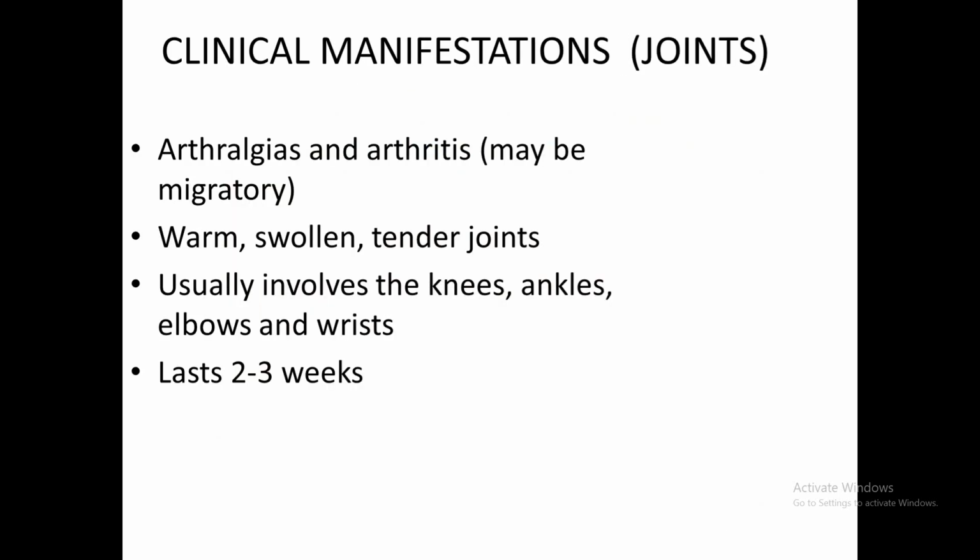Joints are involved. I already said the migrative type of polyarthritis: warm, swollen, tender joints involving the knees, the ankles, the elbows, and the wrists. The big joints are involved, not the small joints. It lasts 2 to 3 weeks.